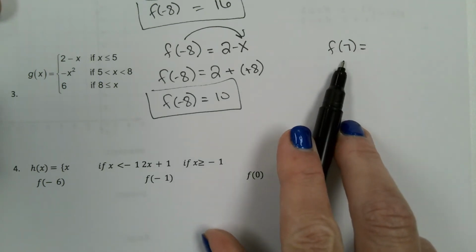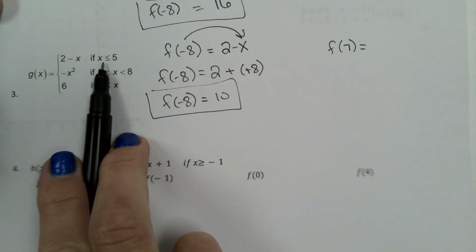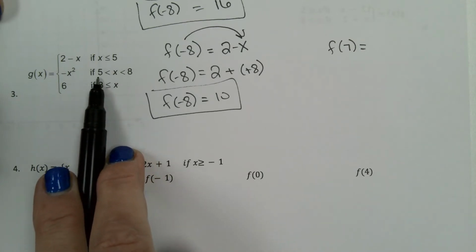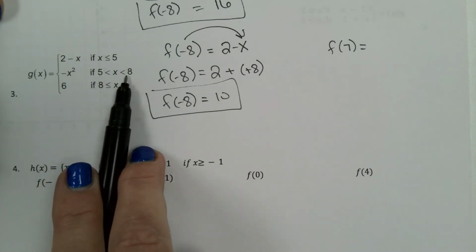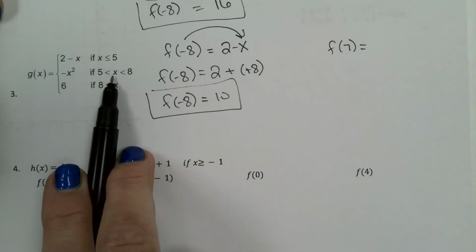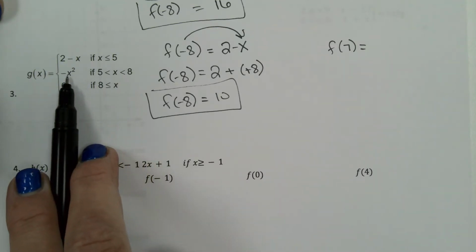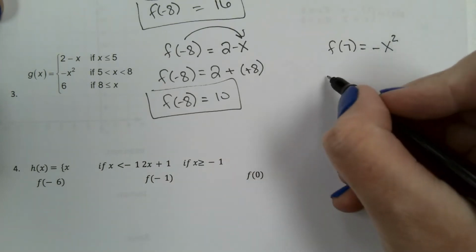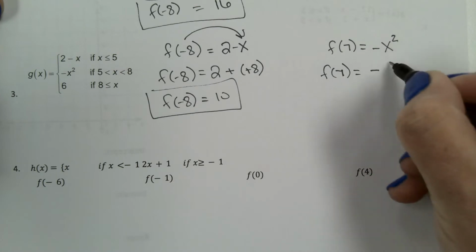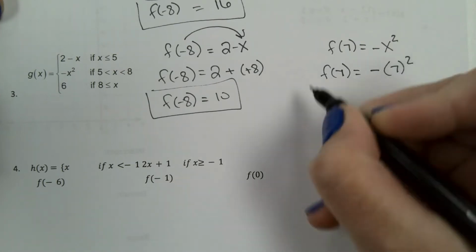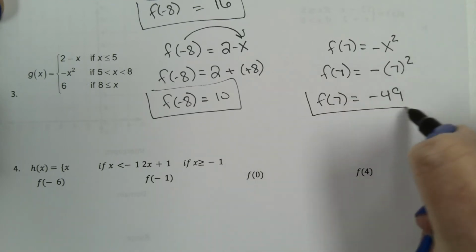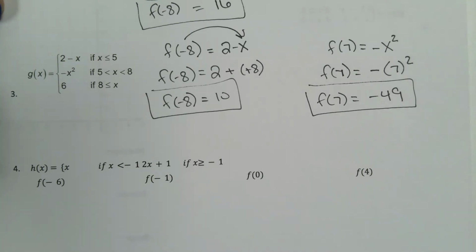Now I have 7. Is 7 smaller than 5? No. This is a compound inequality. This basically just says x is between 5 and 8. And 7 happens to be between 5 and 8. So therefore, I'm going to use this equation, negative x squared. So f of 7 equals negative 7 squared. Order of operations says that you have to square the 7, and then you just keep that negative there, and you get negative 49.